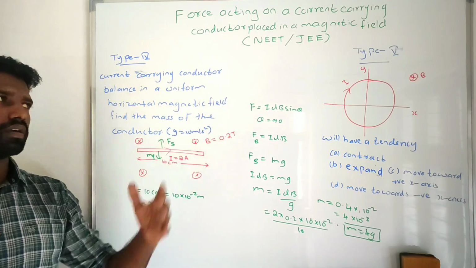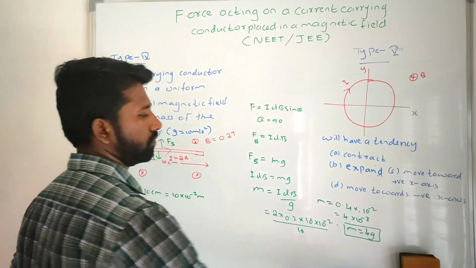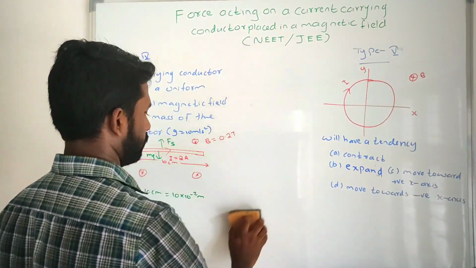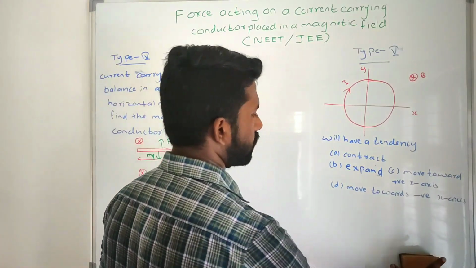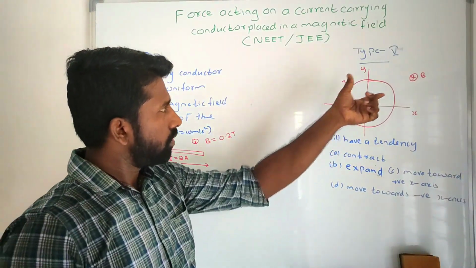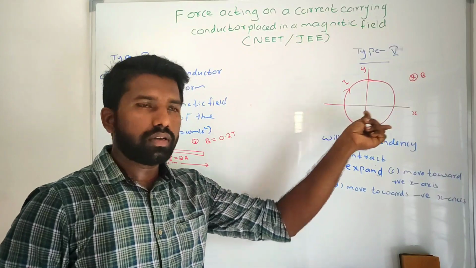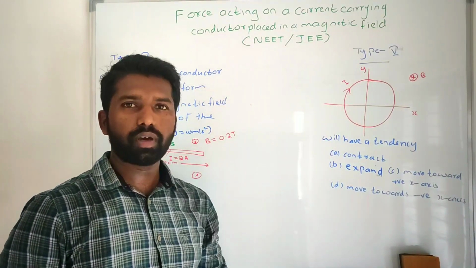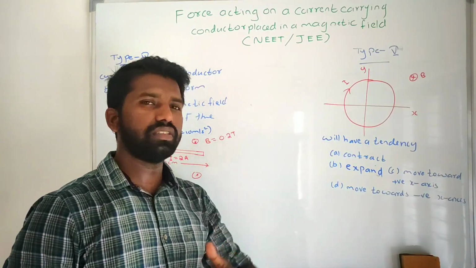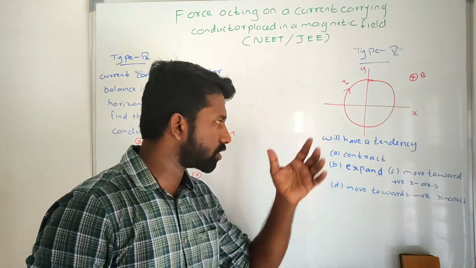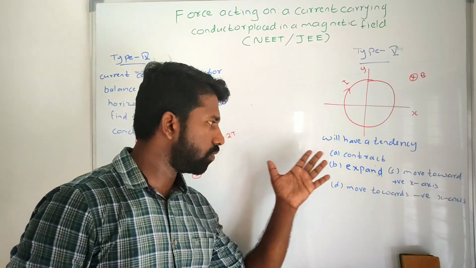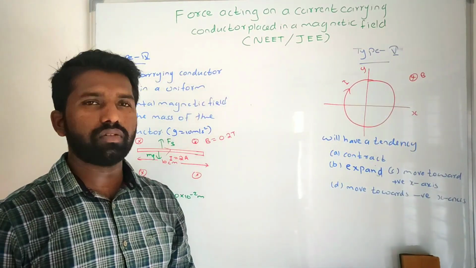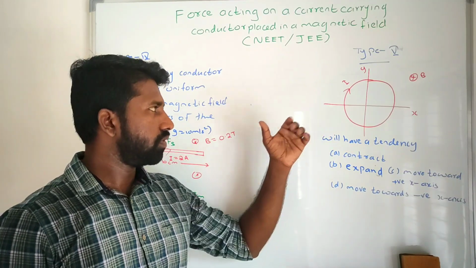Okay, now we will see the type 5. What is the type 5? A circular conductor is placed in a perpendicular magnetic field. What is its tendency? Does it try to expand, or contract, or move towards positive x, or move towards negative x? Okay, we will see it.